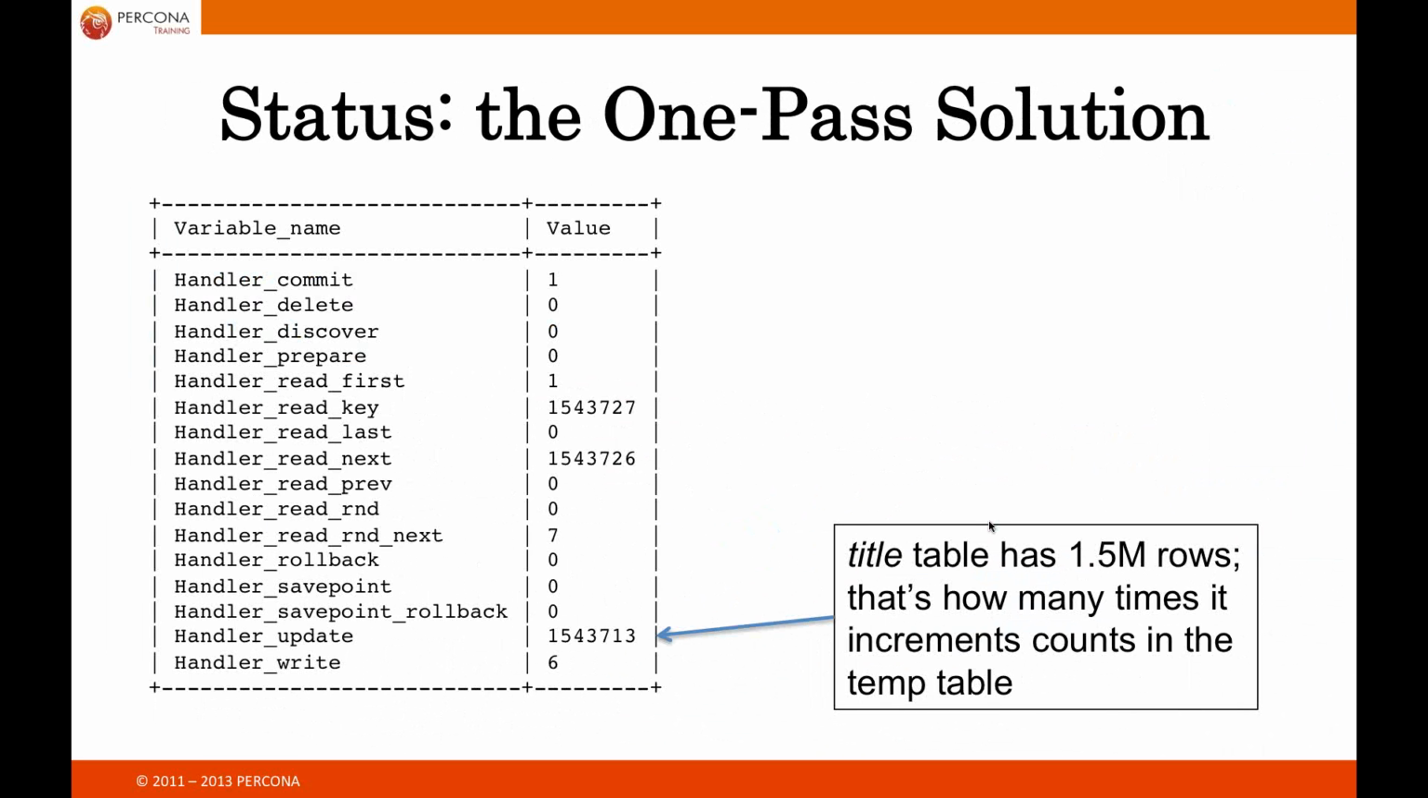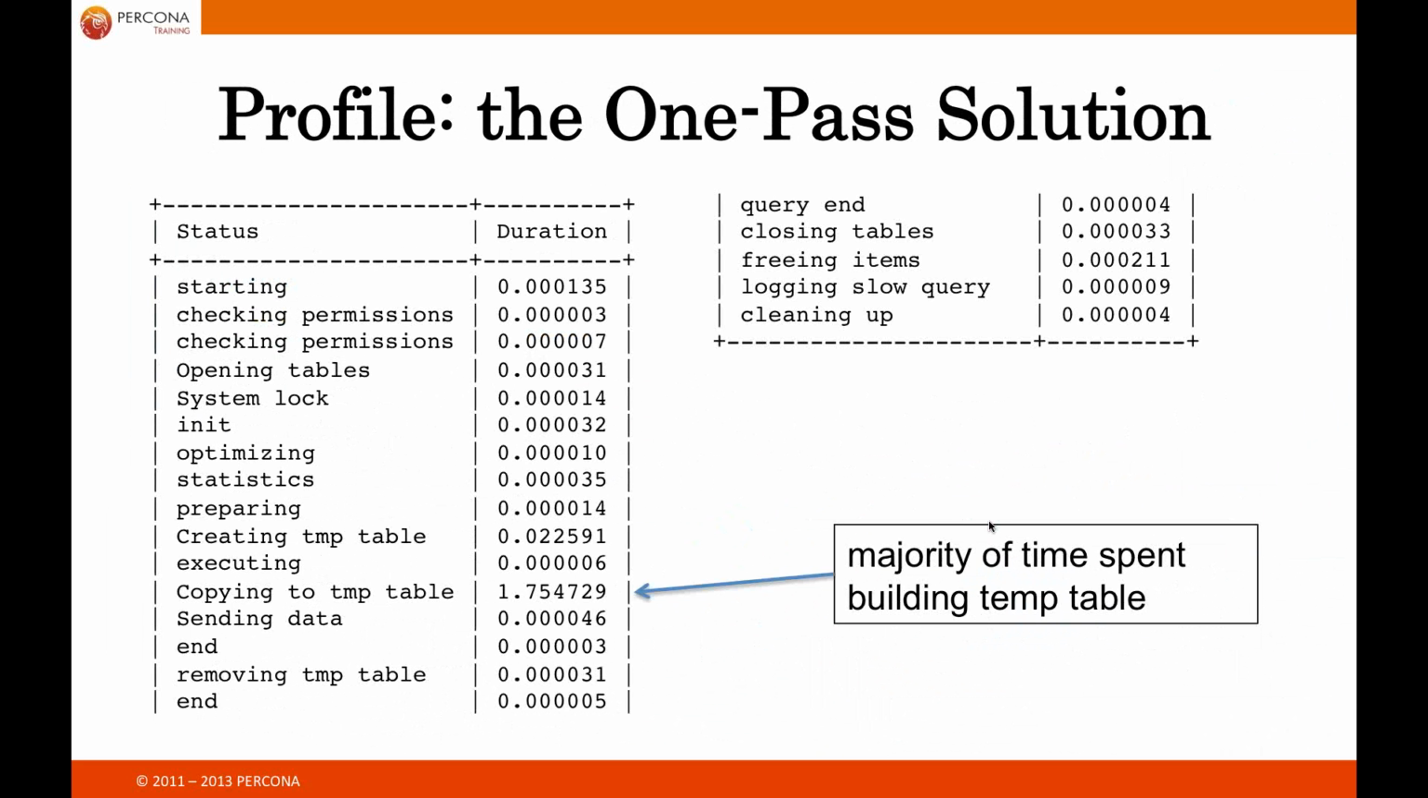It did use a temporary table, and we can see that it's updating the counts in that temporary table for each of the 1.5 million rows that it finds. The handler write inserts to that temporary table are only 6, because there's only 6 distinct values in the data set that I was querying, but it updated, that is, incremented the counts many, many times. And the majority of the time is spent building that temp table, and that's quite a bit of overhead there.